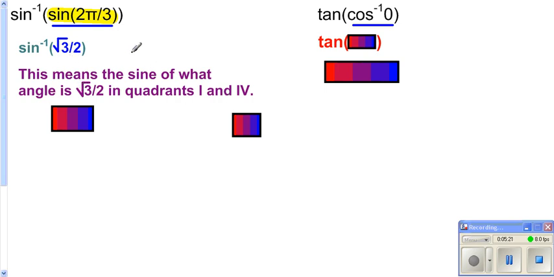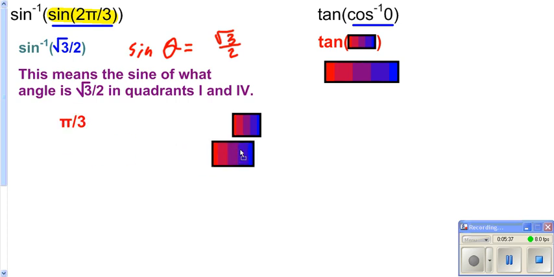So if you wanted to think about it in terms of an equation, you could, but you don't have to. You could think of it in words, which are written out. But remember, you can only look for an answer in quadrants 1 and 4. So when is sine equal to root 3 over 2? It's another one you're supposed to have memorized, and you get pi over 3. Your answer will always be in radians unless it specifies otherwise, which I don't think it will.